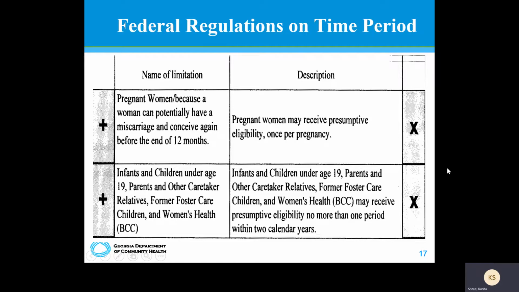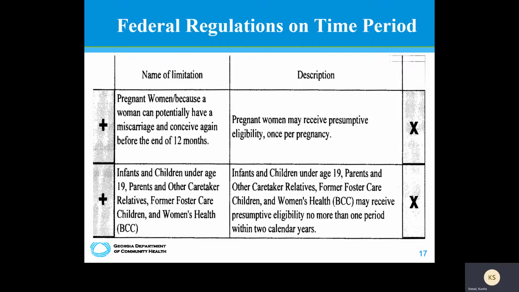So how often can someone apply for this program? So for pregnant women, remember it's once per pregnancy. So it has to be a different pregnancy if she's trying to apply for presumptive again. And then your other aid categories, your parent caretaker, your children under 19, and your former foster care is once every 2 years. So if someone comes in and applies on March 1st, 2021, remember their PE period would be from March 1st, 2021 through April 30th, 2021. So that means that they cannot come back and apply for presumptive until May 1st, 2023. So it has to be a period of 2 years.